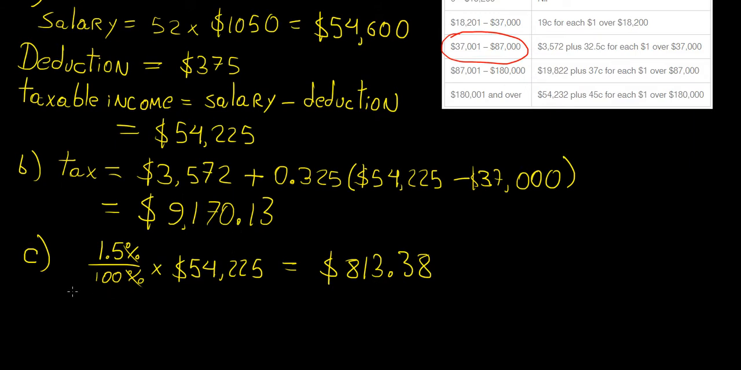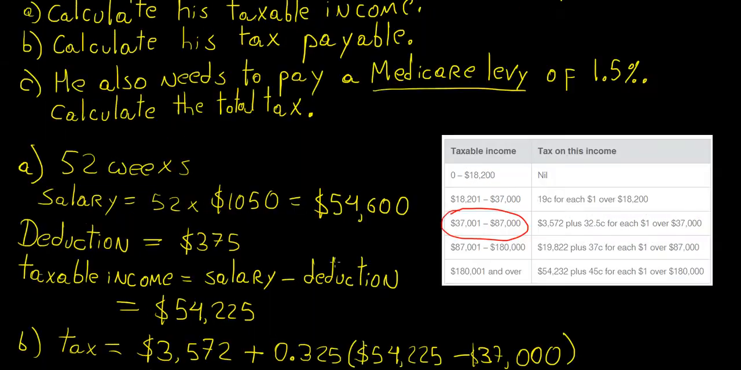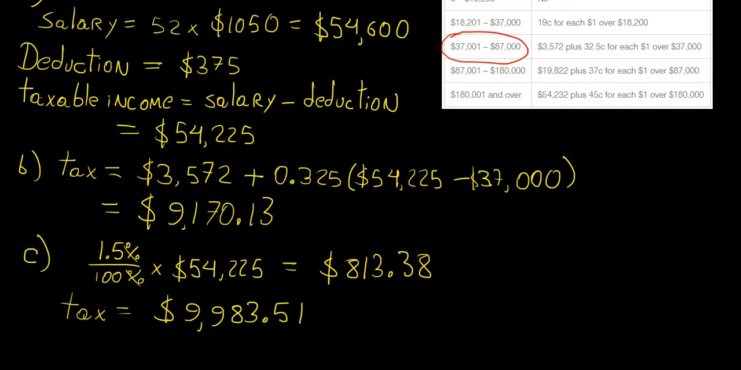So now the new total tax is going to be this plus that. So we're going to have 9,170.13 plus 813.38, so the new total amount is going to be $9,983.51. So that is how much tax he would have to pay under these conditions that we just outlined here.